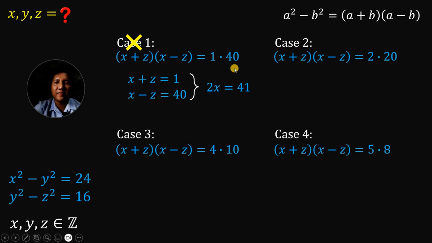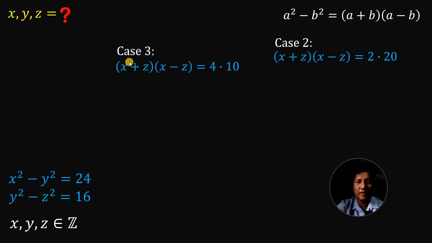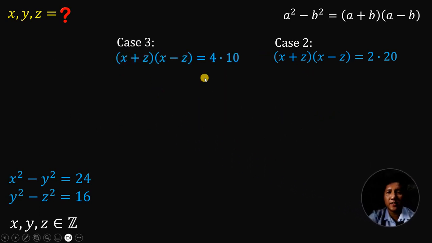Also, when we add the factors and we get an odd number, that case is not possible. Another example is case number 4. 5 plus 8 gives us 13, and 13 cannot be divisible by 2. Therefore, case number 4 is also not possible, as we don't get any integer result. So we can now eliminate case number 1 and case number 4. This will leave us with two major cases, case number 3 and case number 2.